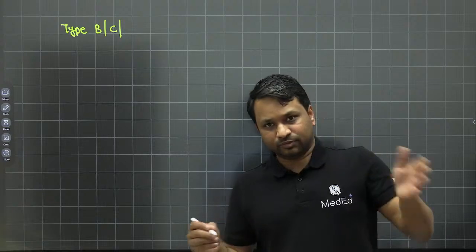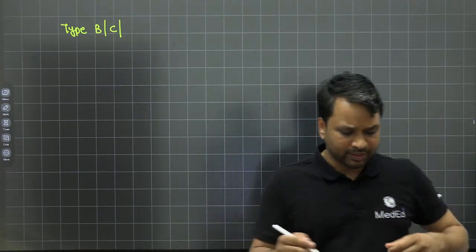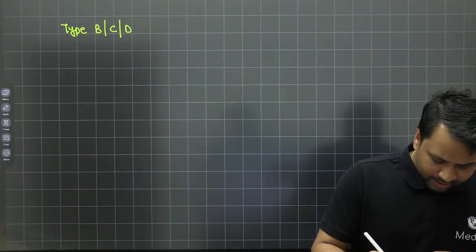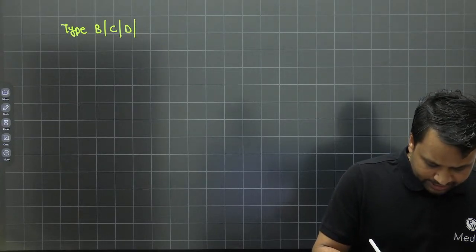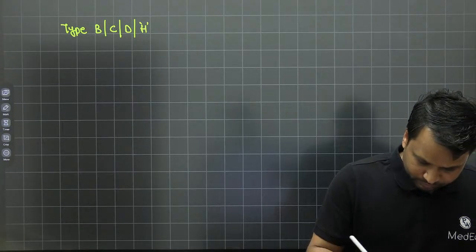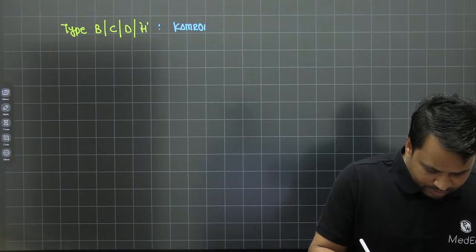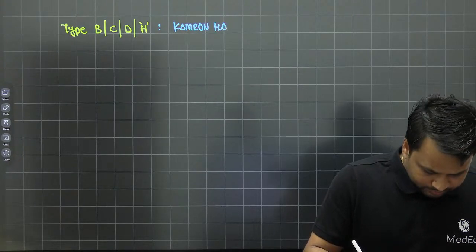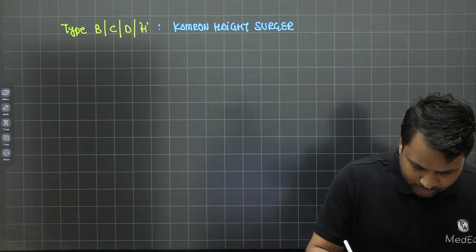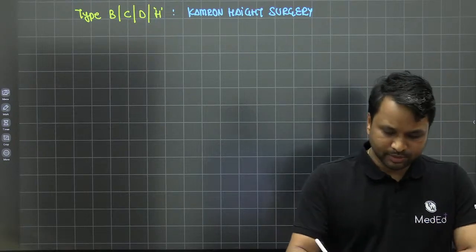So when you talk about type B and type C, we know there are two fistulas there. Then you have type D variety, which is going to be present here, right? And obviously the H type variety, or I can say the E variety. For all of them, we do a surgery, which is what we call the Cameron Hyatt surgery. So what is this Cameron Hyatt surgery? Now, Cameron Hyatt surgery is quite simple.